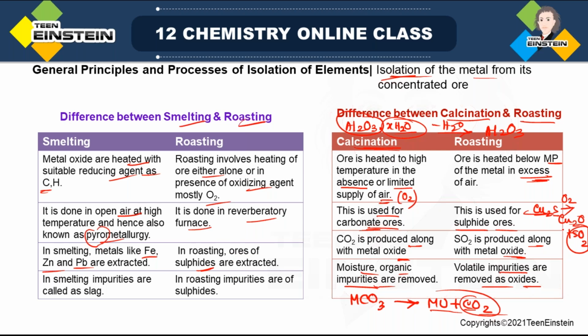See this example that we have discussed here. In smelting, impurities are known as slag. Remember, G for gangue, F for flux, and it produces slag, S for slag. In roasting, impurities are of sulfide, so the impurities are removed in the form of SO2. So in both cases you are removing some impurities, but the impurity nature is different. When it is smelting, the impurity is slag. When it is roasting, the impurity is SO2. Fine.